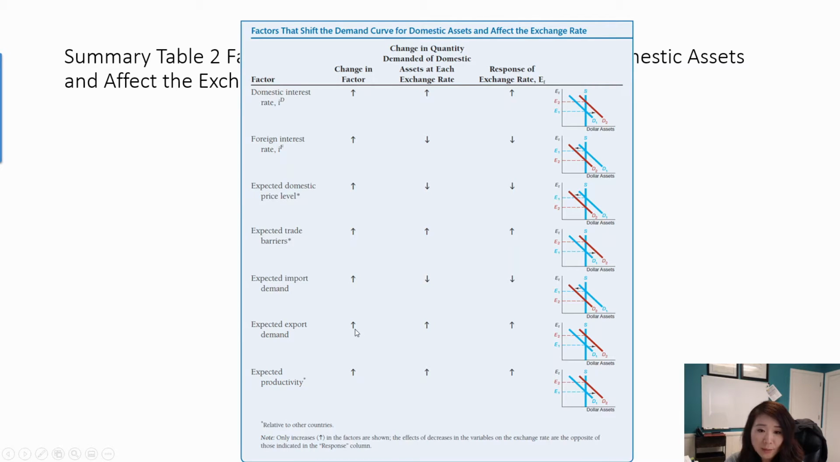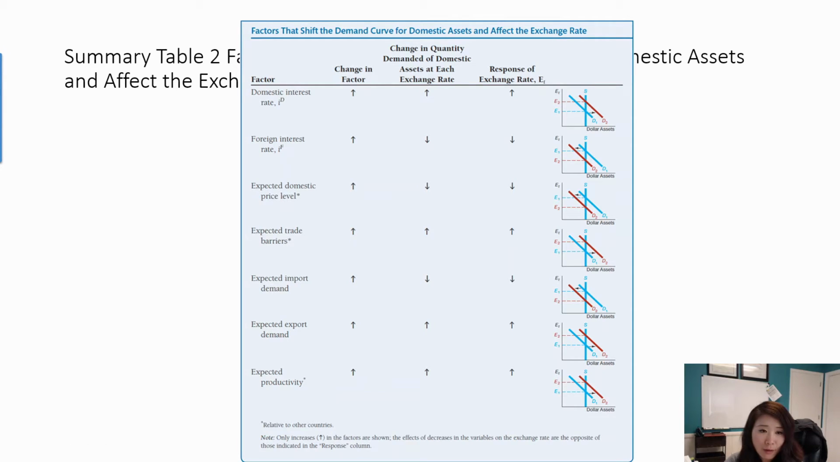The opposite scenario is when exports go up. When exports go up, the demand for the domestic asset goes up, the demand curve shifts to the right, and the exchange rate goes up. Lastly, productivity. When productivity goes up, demand goes up, demand will shift to the right, and then we will see the exchange rate go up. So this is how the curves will shift.